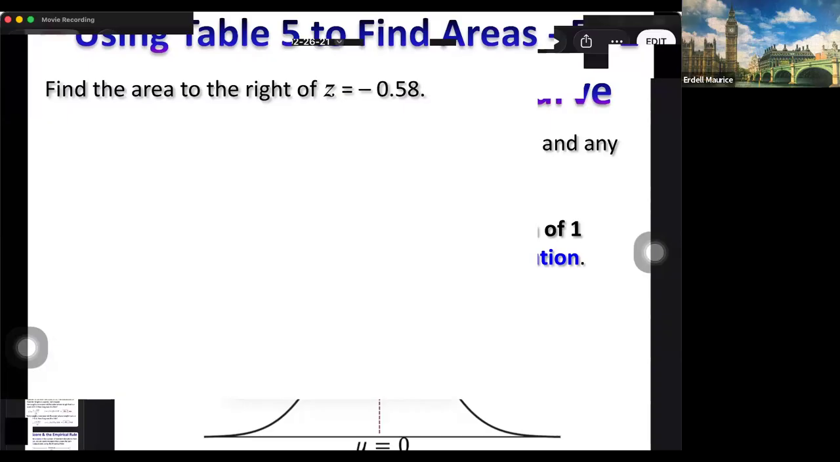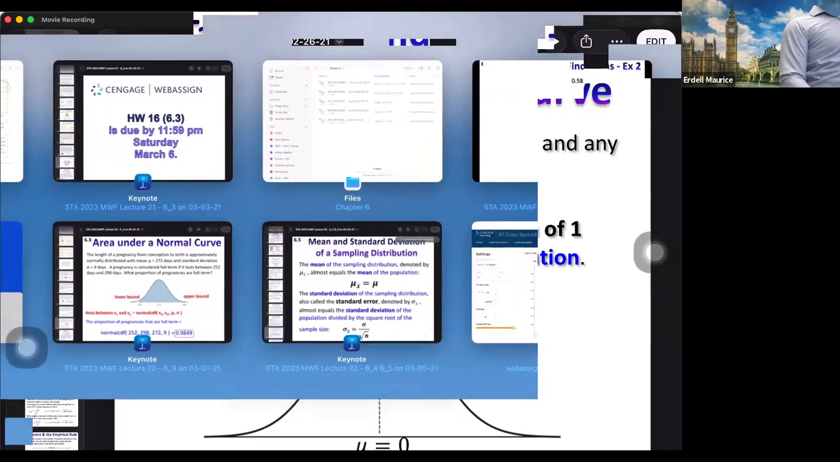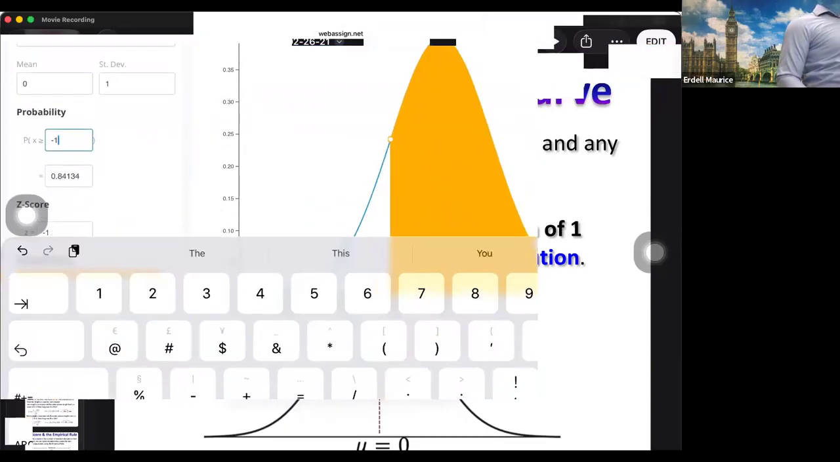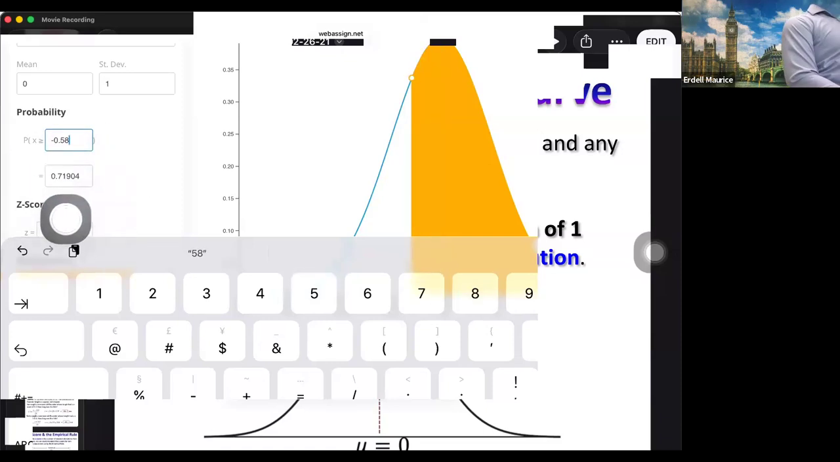So I just go to SALT. And my SALT is already at 0, 1, so I have no problems right here. I switch over to a right-tailed test, yes? And I plug in up here, what was it, 0.58, and then this is my answer right here in the box, 0.719.